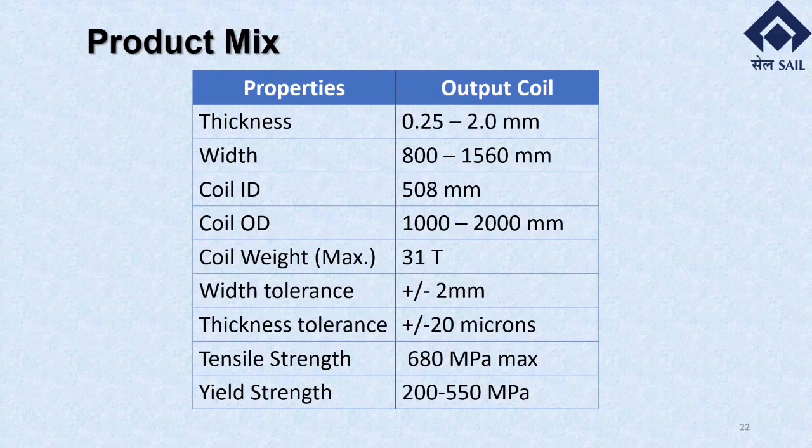So what is the minimum thickness that we can produce for GP coils? Ma'am, for that also it is 0.3. Okay, can we go below 0.3 in GP, like 0.25 or 0.21? Ma'am, the HDGL line is designed for 0.3 minimum. Okay, okay. Thank you.